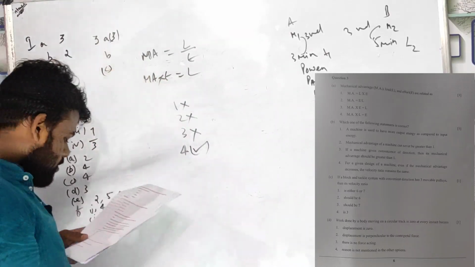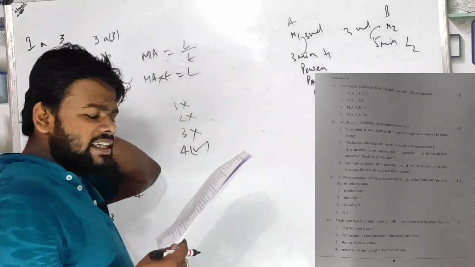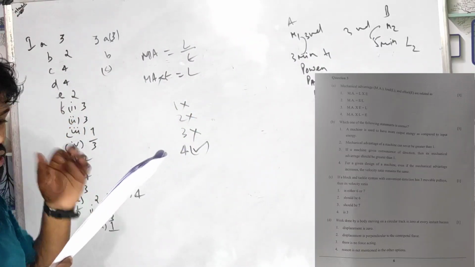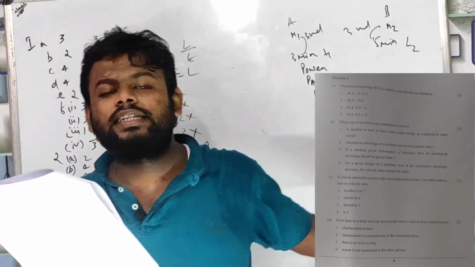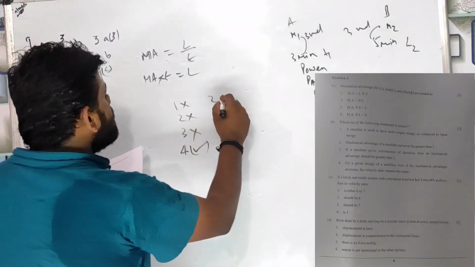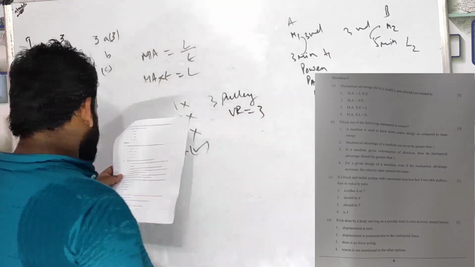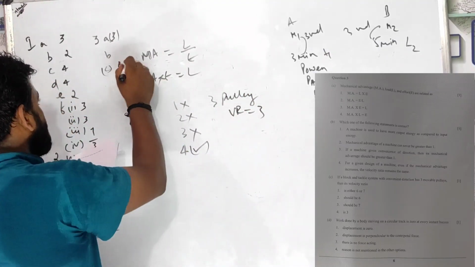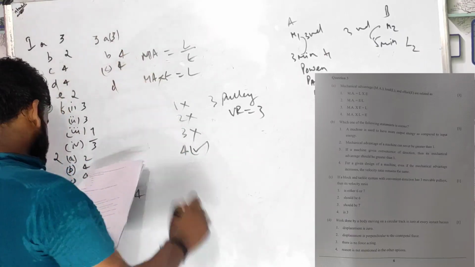Bit C, children. If a block and tackle system with convenient direction has 3 movable pulleys, then the velocity ratio, as recently I said, for 3 pulleys velocity ratio VR equals 3. बात खत्म. 3 it is given, yes. C का भी 4. बात खत्म. B का कितना होगा? 4. C का भी 4.